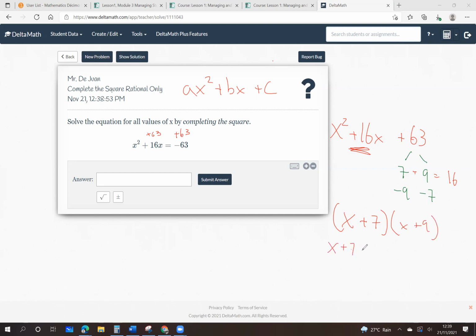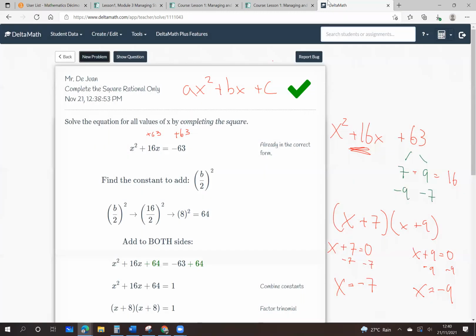x plus 7 is equal to 0, and x plus 9 is equal to 0. So I can balance the equation and find that x is negative 7, and balance the equation to find that x is equal to negative 9. All right, so I just type in that answer, negative 7 and negative 9, sorry. There we go. There's the shortcut.